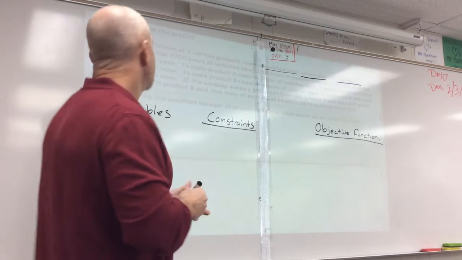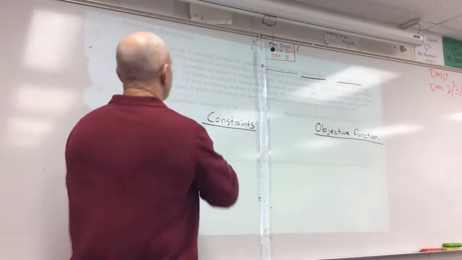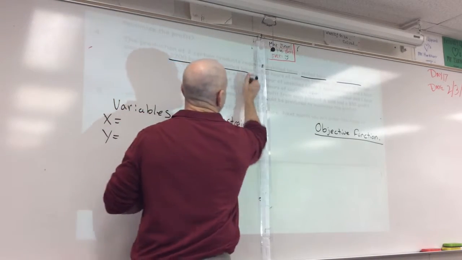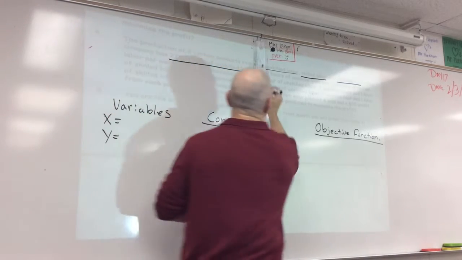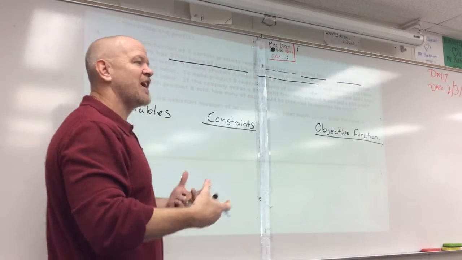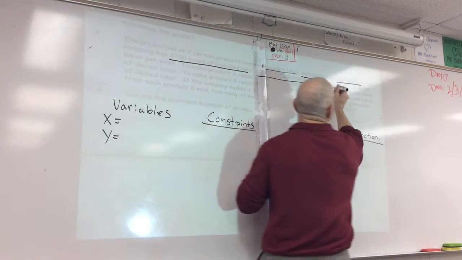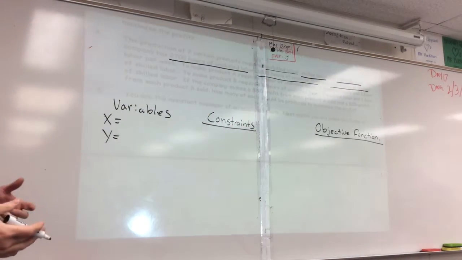The company has 2,700 hours of unskilled labor. So that tells you how much of one resource it can use. It's got 1,500 of machine time. That's how much of that resource we have. And it's got 700 hours of skilled labor, every week.